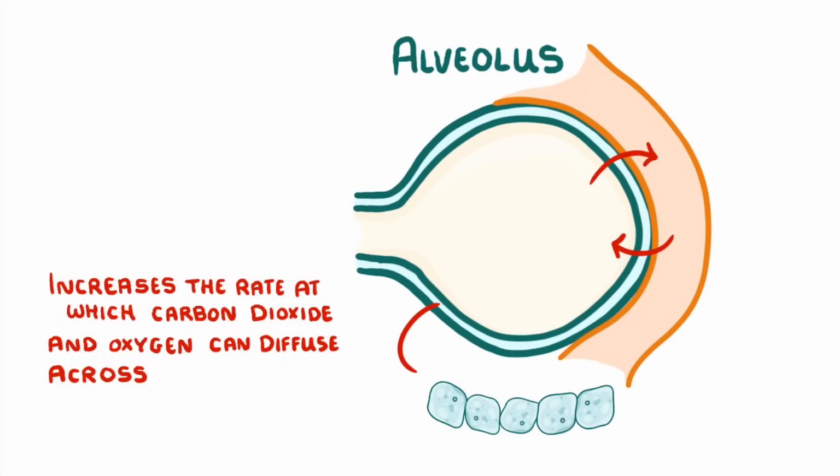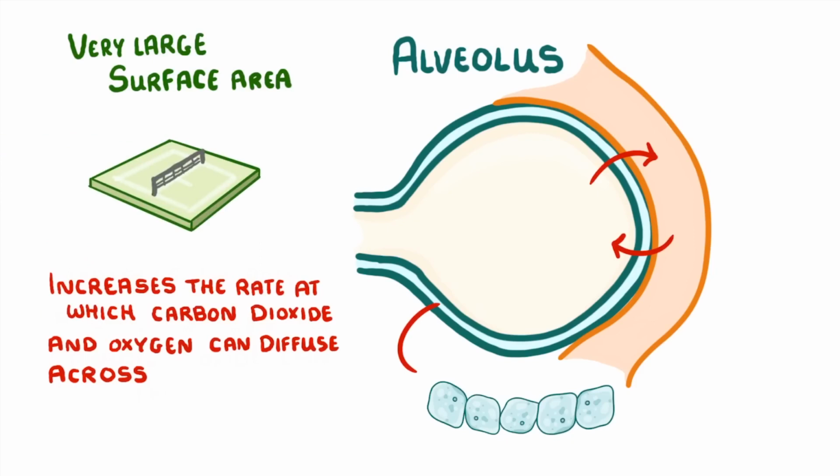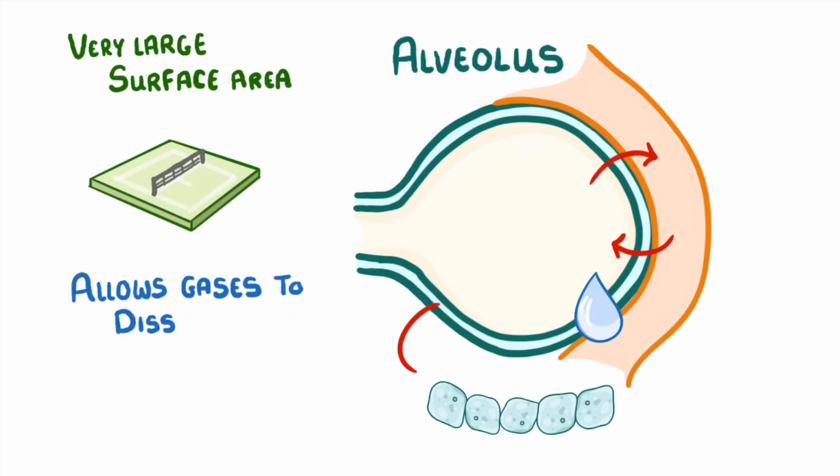Something that you can't see very well on this picture is that alveoli have a very large surface area. This is because instead of just having one, like we see here, adults actually have hundreds of millions of alveoli, and if they were all spread out flat, they would cover half a tennis court. Another feature is that the alveolar walls are moist, which allows the gases to dissolve, and this increases their rate of diffusion.